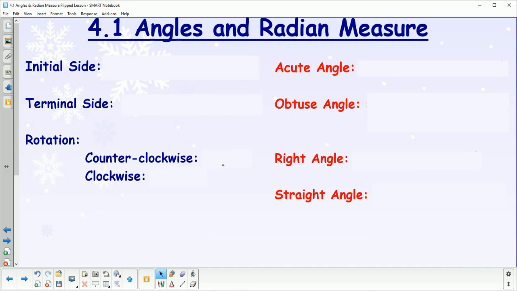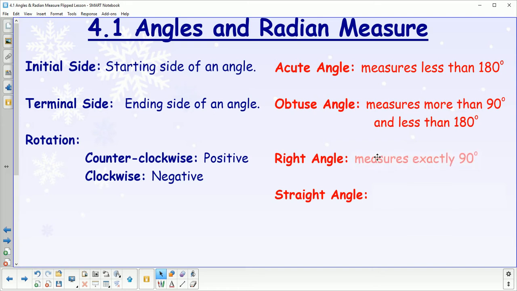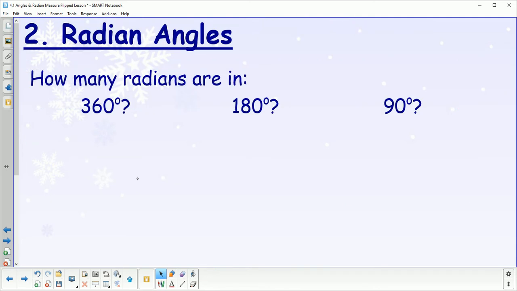So first thing, new terms, or not even new terms really, when we just talk about these terms, you've seen them all before. Initial side is obviously the starting side, terminal side is where we end. And when we talk about rotation of an angle, counterclockwise is always going to be our positive rotation, and clockwise will be our negative. Angle types you've seen before: acute less than 90, obtuse between 90 and 180. Right is 90 degrees, and a straight angle is 180 degrees. So nothing on this page would I expect to be new to you, but it's important that you remember them, and in particular when we're drawing angles, the difference between counterclockwise and clockwise, positive and negative.